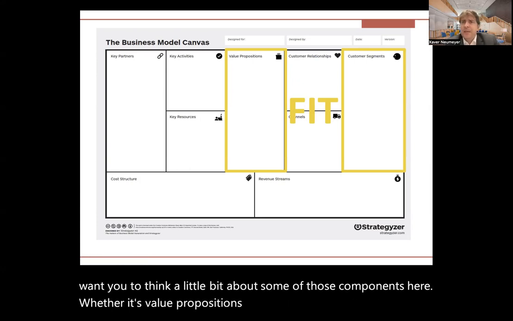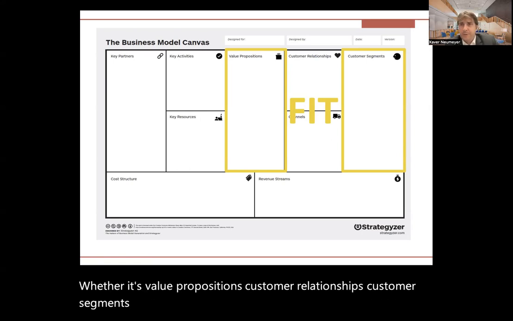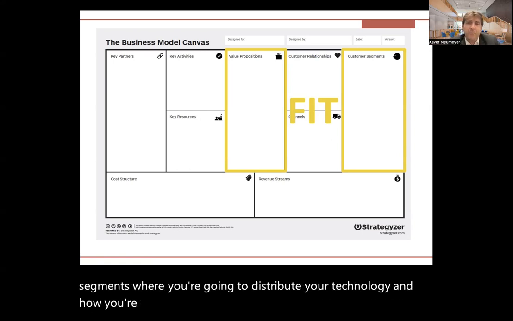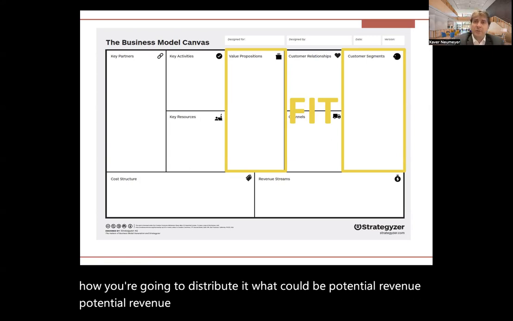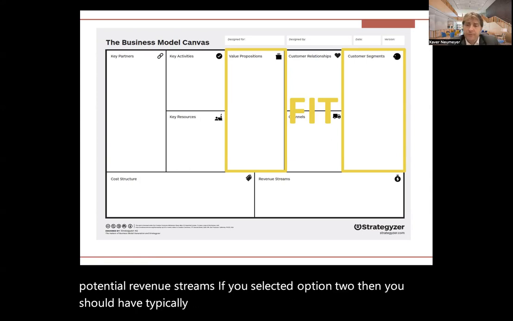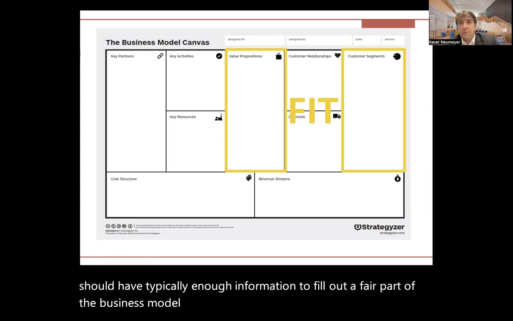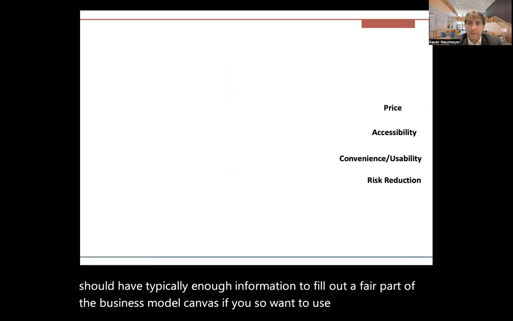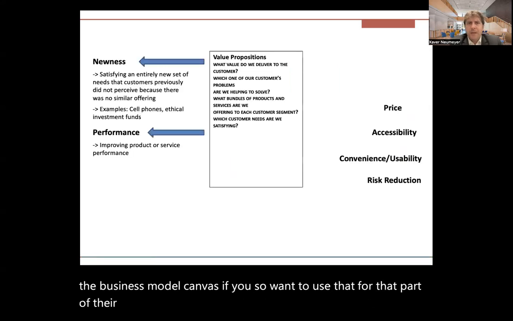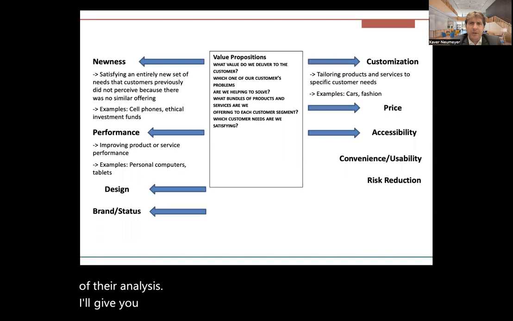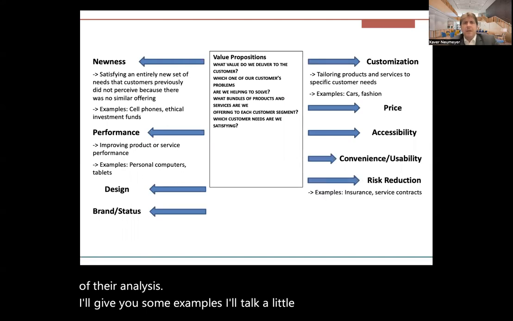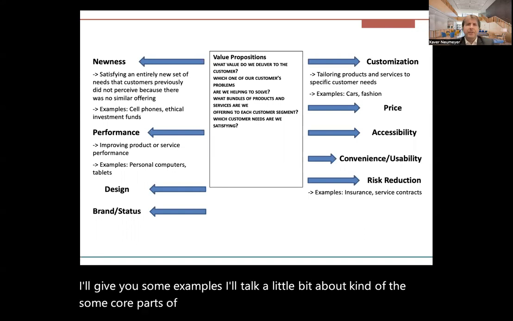customer relationships, customer segments, where you're going to distribute your technology and how you're going to distribute it, what could be potential revenue streams. If you selected option 2, then you should typically have enough information to fill out a fair part of the business model canvas, if you so want to use that for that part of the analysis. Now, I'll give you some examples. I'll talk a little bit about some core parts of the business model canvas.